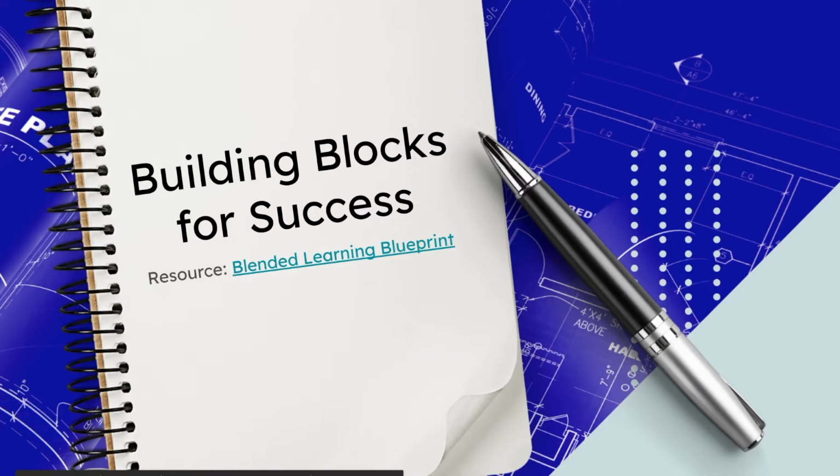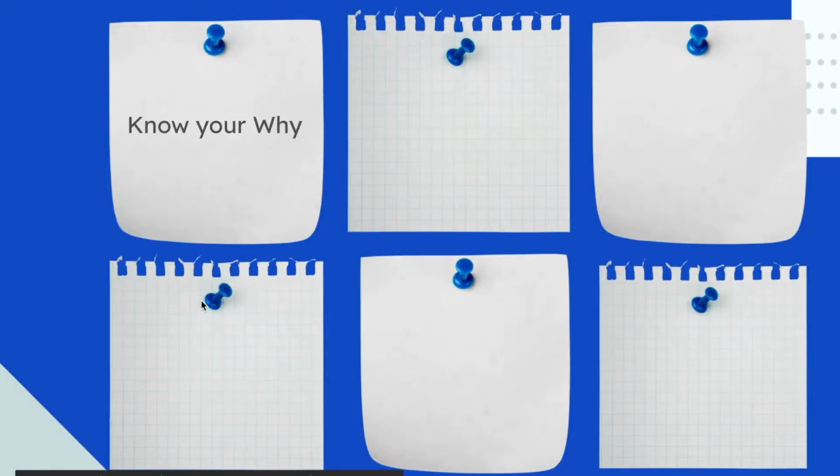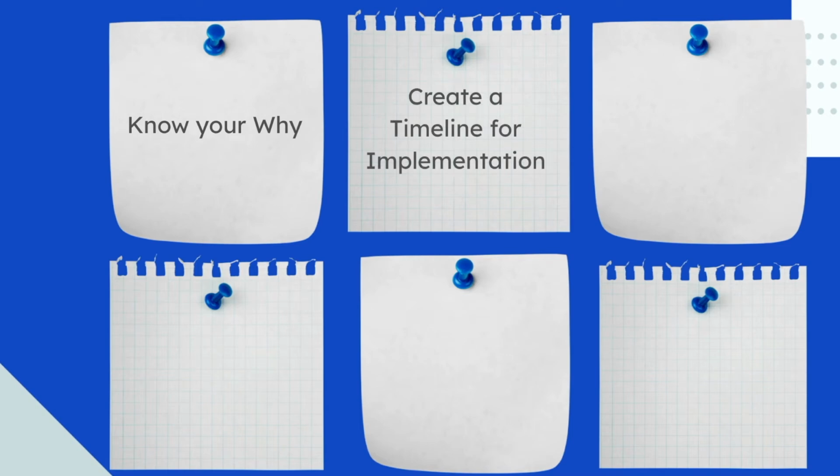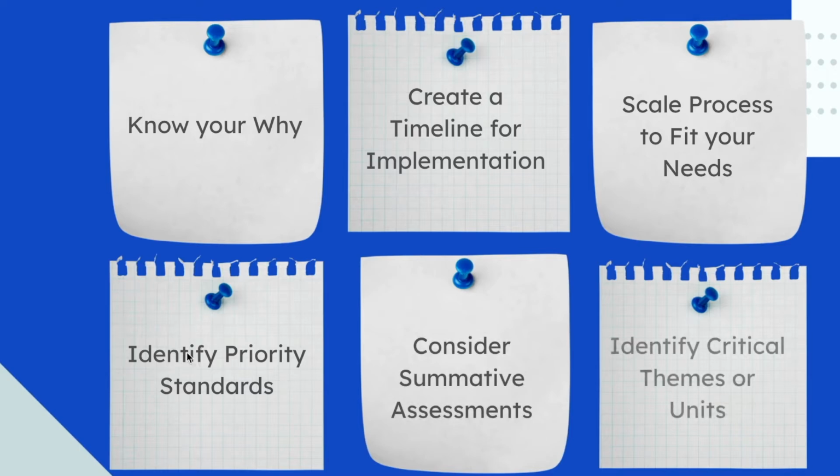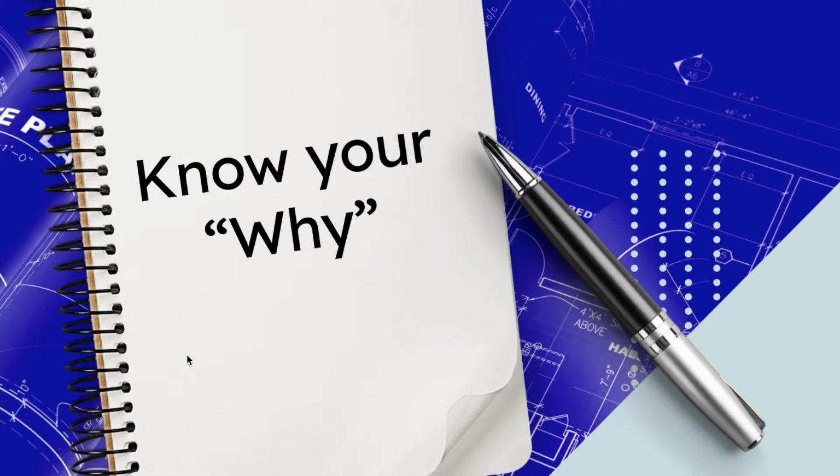In this lesson, we're going to be exploring the building blocks for success in blended learning. First, you'll want to know your why, or the philosophy behind why you are choosing to adopt blended learning. You'll be creating a timeline for implementation as a goal. You're going to think about ways that you can scale the process to fit your needs. You'll work towards identifying priority standards to cover in blended learning. You'll consider the summative assessment and identify critical themes or units for an entire course.